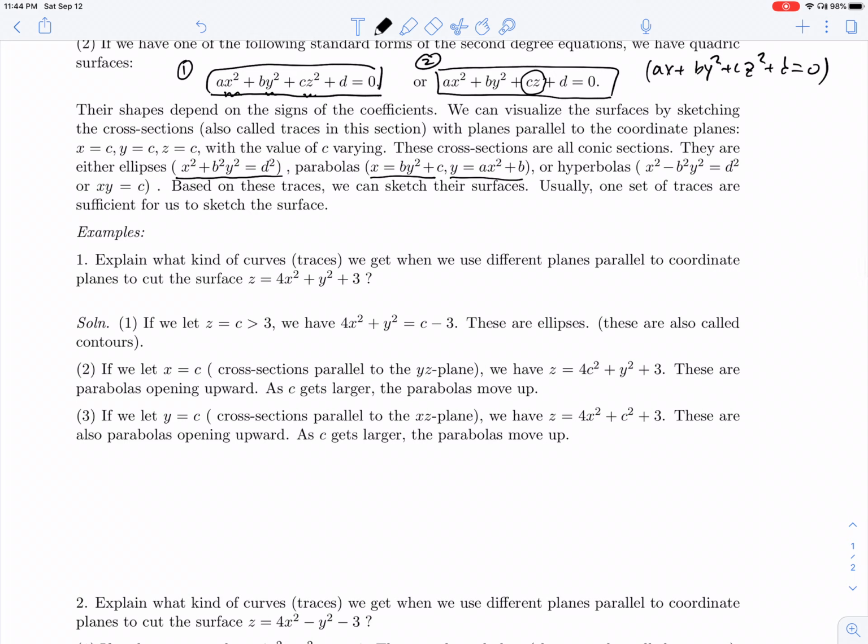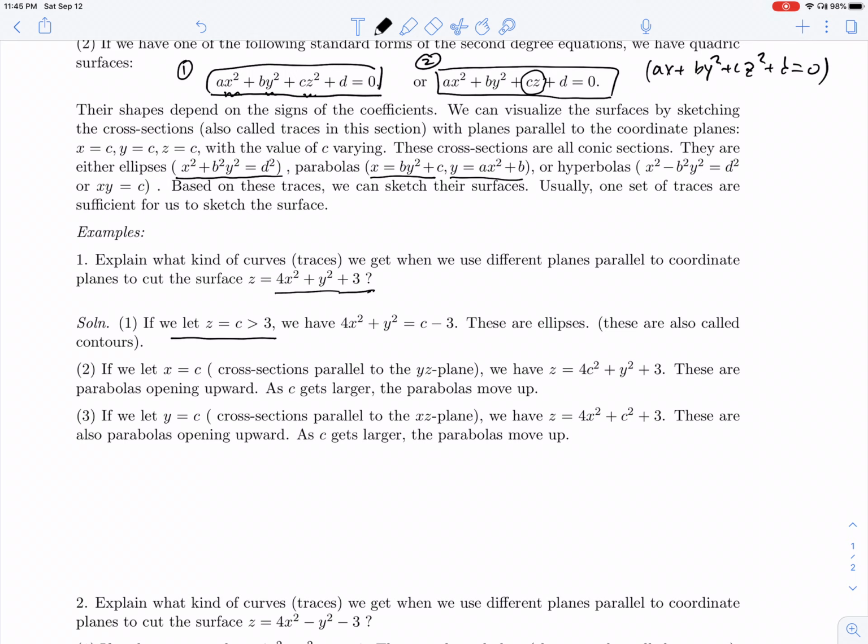This example over here, we only have z to the power 1, and on the right-hand side, we have x squared plus y squared, and both coefficients are positive. So we know we're going to have ellipses. But we have three kinds of cross sections, and we're going to look at them in different cases. If we let z be c, that means we move the xy plane up and down because z is a constant.